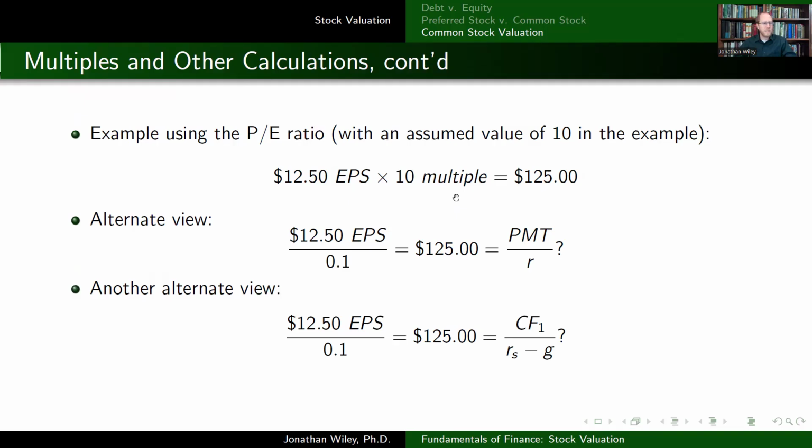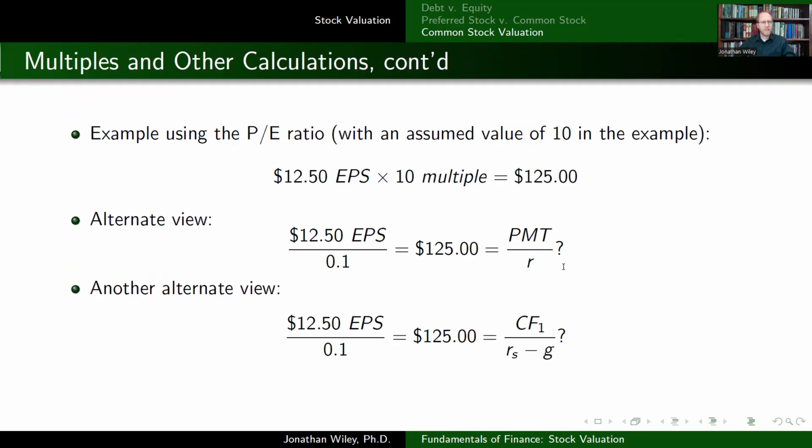Now the problem with this is, where am I getting the multiple of 10 here? And is that an appropriate number that we should put in? So let's talk about that a little bit more. There is another way I could construct or present this. Multiplying by 10 is actually the same thing as dividing by 0.1 mathematically. So I could show this same calculation as $12.50 divided by 0.1. The reason I'm presenting that as an alternate view is that it's like having a payment divided by a rate, kind of like a perpetuity.